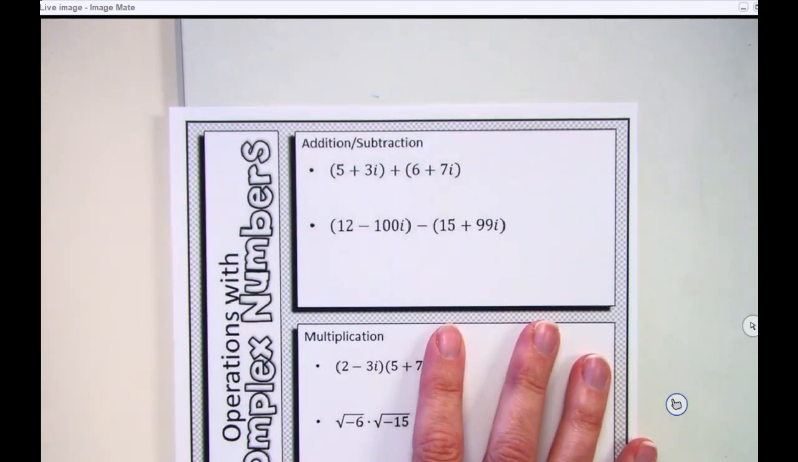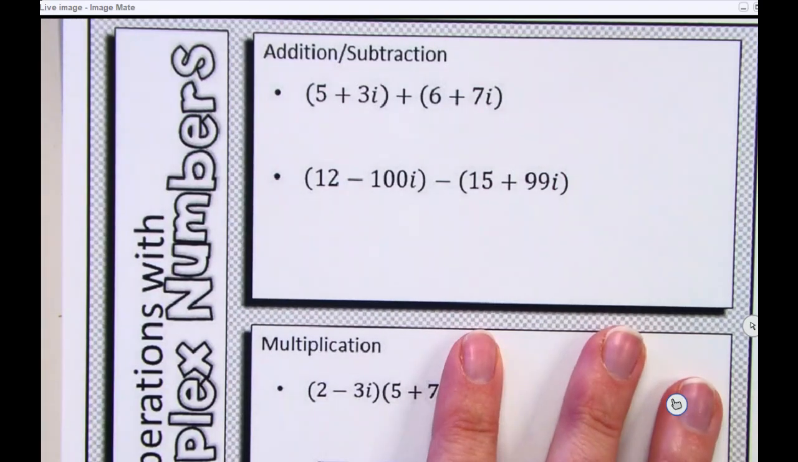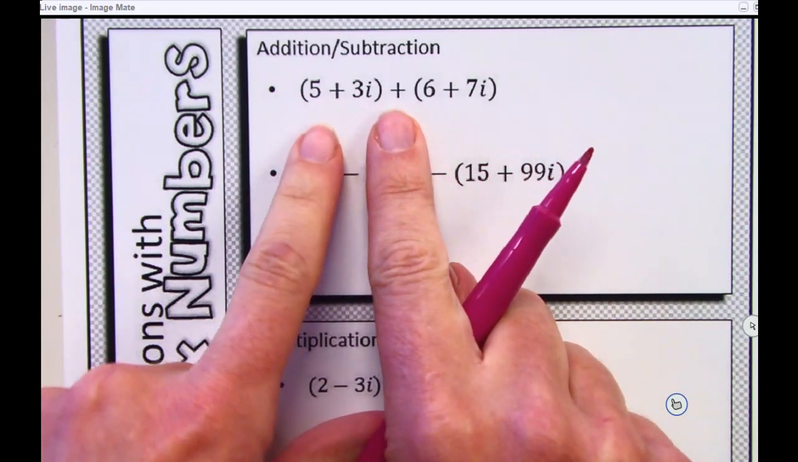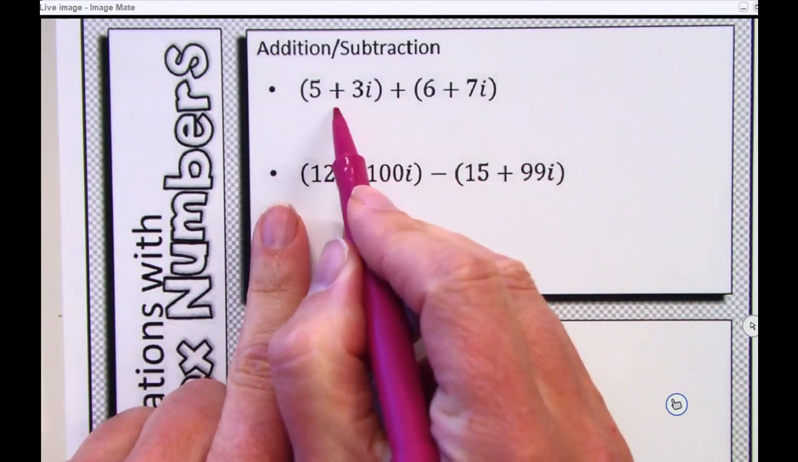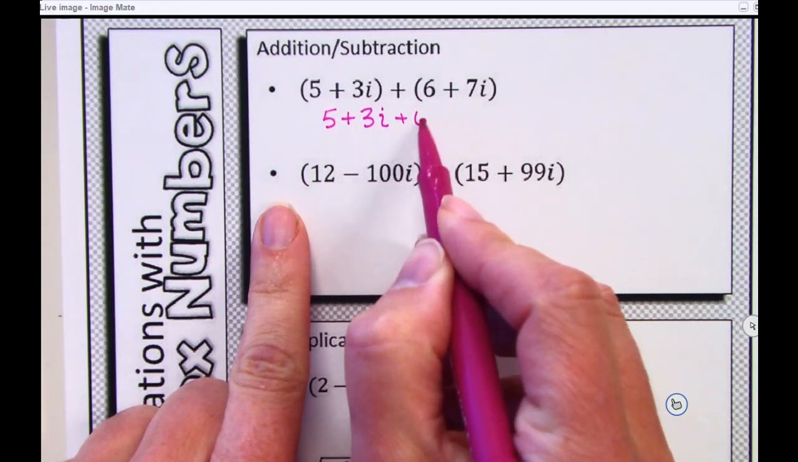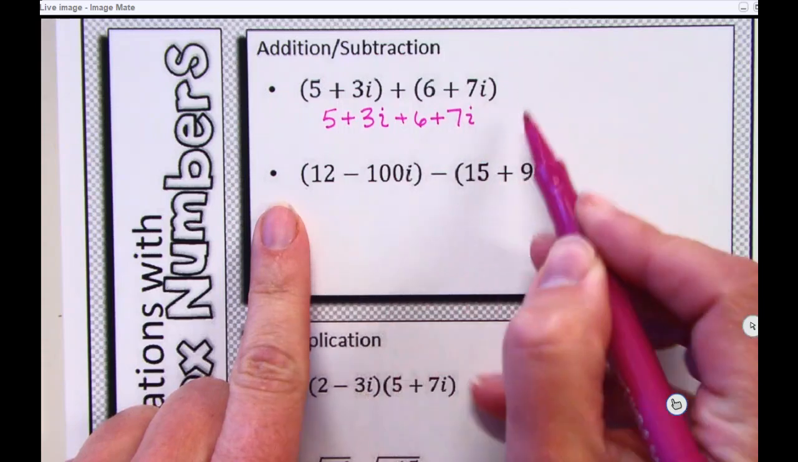Addition and subtraction are super, super, super friendly. Just treat it like a variable, like it was X. That's what we'll be doing. So, let's see, I can get rid of parentheses. 5 plus 3i plus 6 plus 7i.